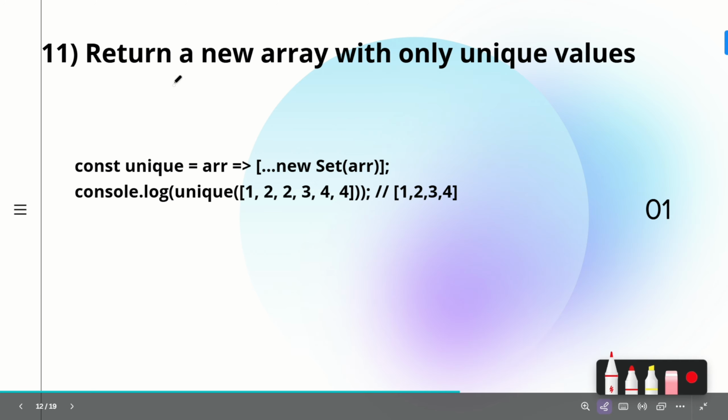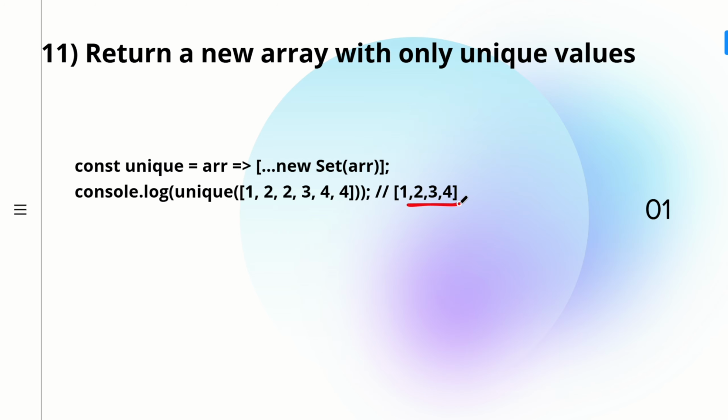Now let's see the 11th question. For the 11th question, the interviewer had given an array to the candidate, and then he asked that this is the array which you got, and in this array you are supposed to return only the unique values. Here you can see 2 is repeated and 4 is also repeated, right? So you have to return the unique values from this array.